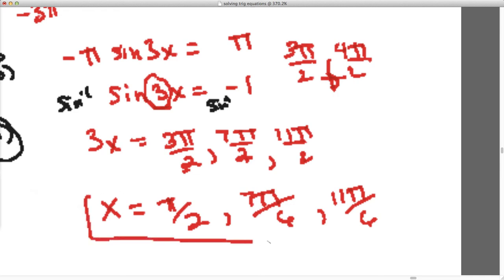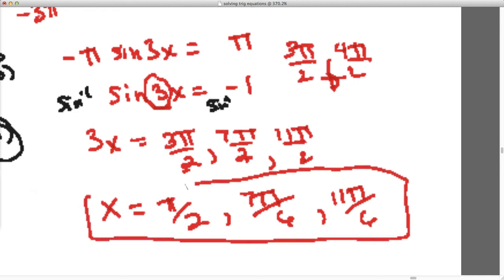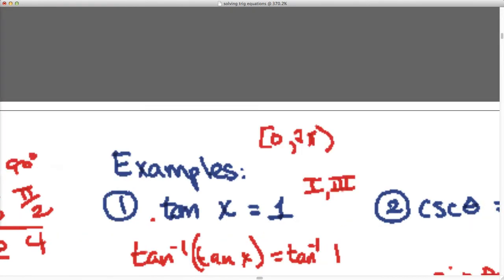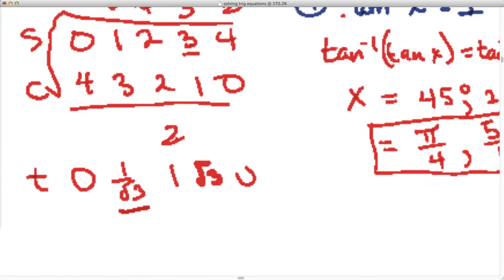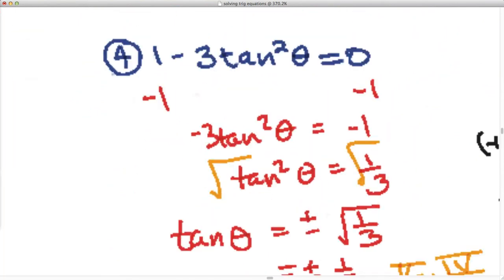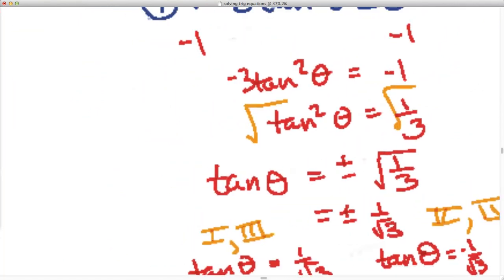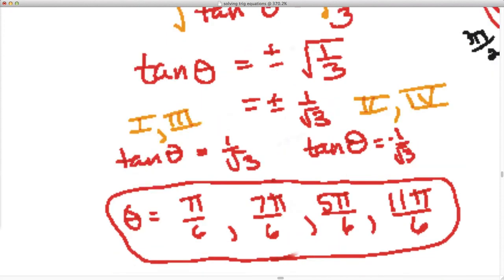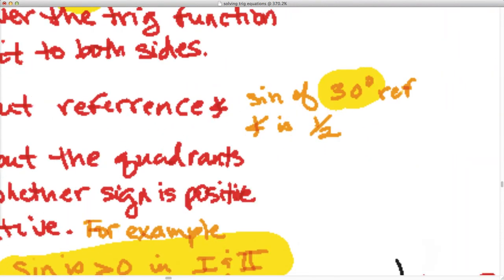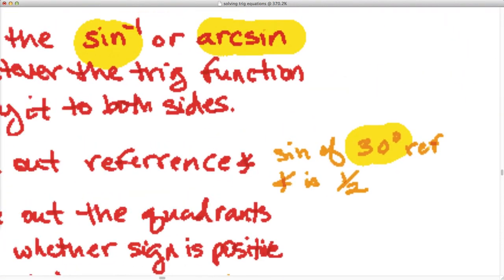So make sure you check out the same problems that are solved without restriction. All these problems, again, are solved with restriction from 0 to 2 pi. The rest of them, when I redo these, will be solved without any restrictions. All right? So I hope I've clarified any confusion that you might have.